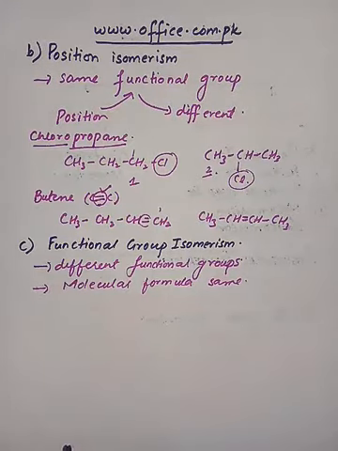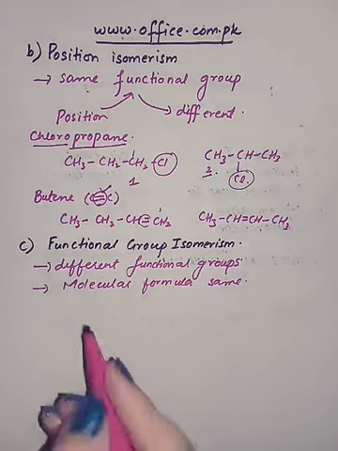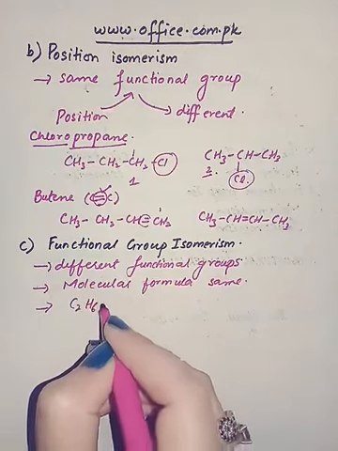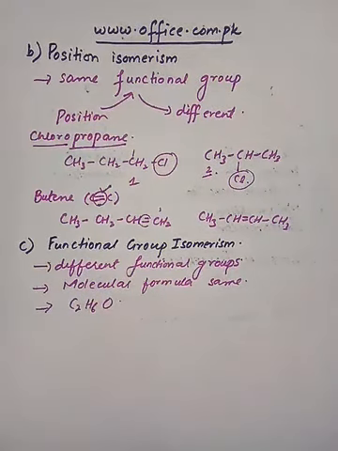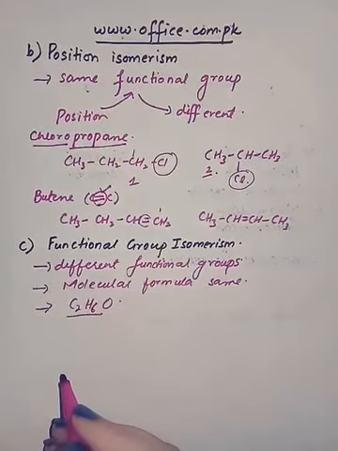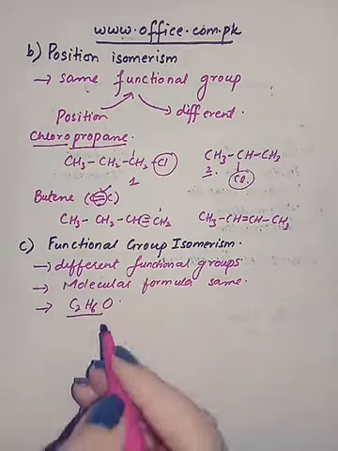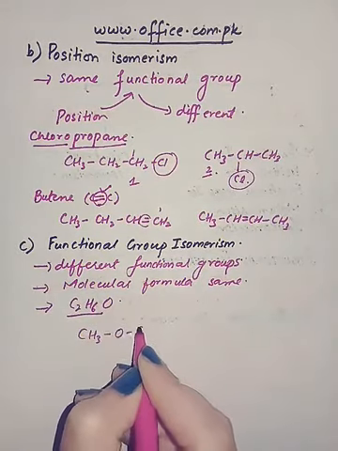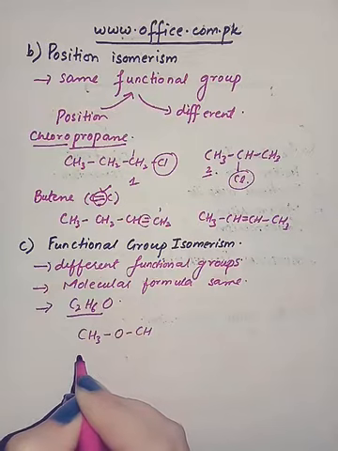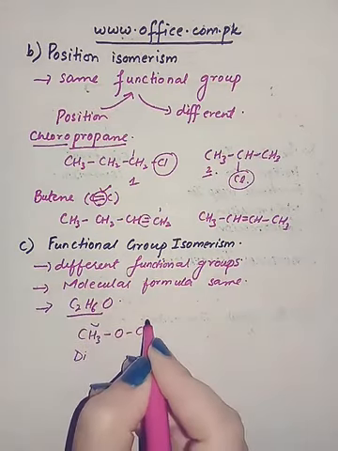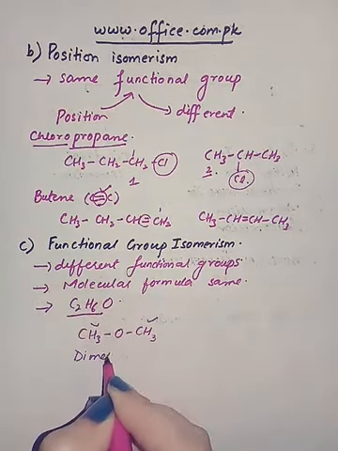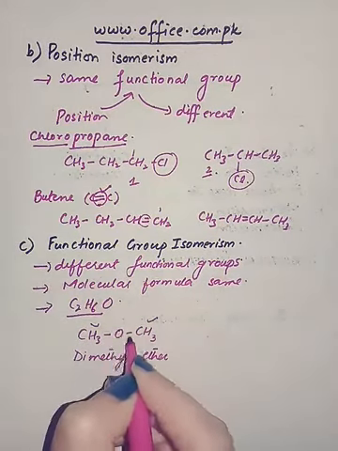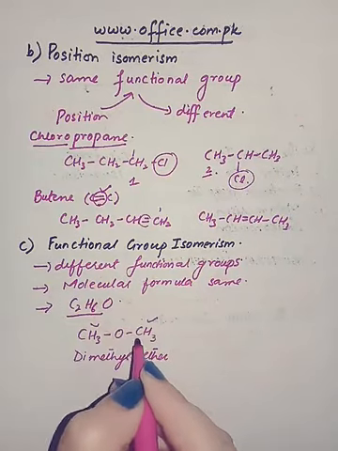For example, there are 2 compounds having the same molecular formula, which is C2H6O. So this is the molecular formula. When they are drawn in 2 different ways, it can be either this, which is ether. So this is dimethyl, 2 methyl groups, dimethyl ether. Ether is just this O group attached to 2 different alkyl groups.